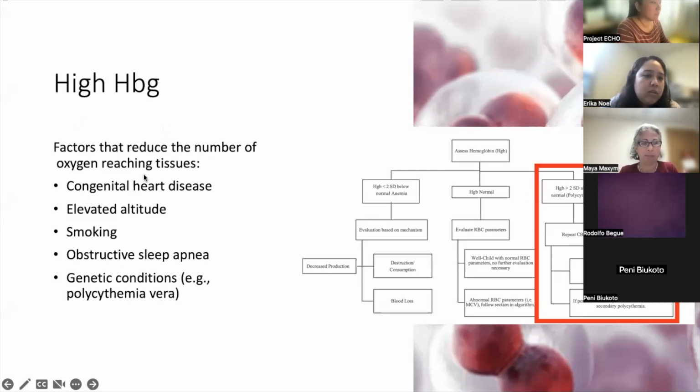So some factors reduce the amount of oxygen reaching tissues, which would result in the high hemoglobin count. These would be factors such as congenital heart disease, so children would have a greater number of hemoglobin to help deliver the appropriate amount of oxygen to the tissues, elevated altitude for the same reason, smoking, obstructive sleep apnea, and genetic conditions such as polycythemia vera.